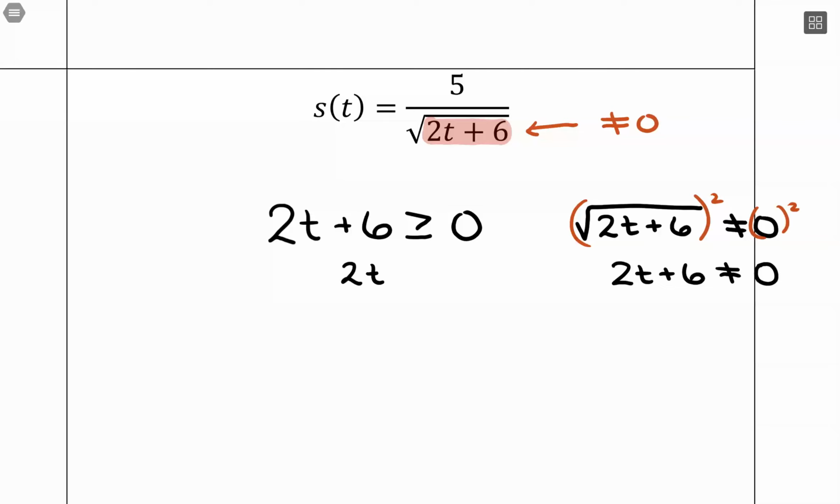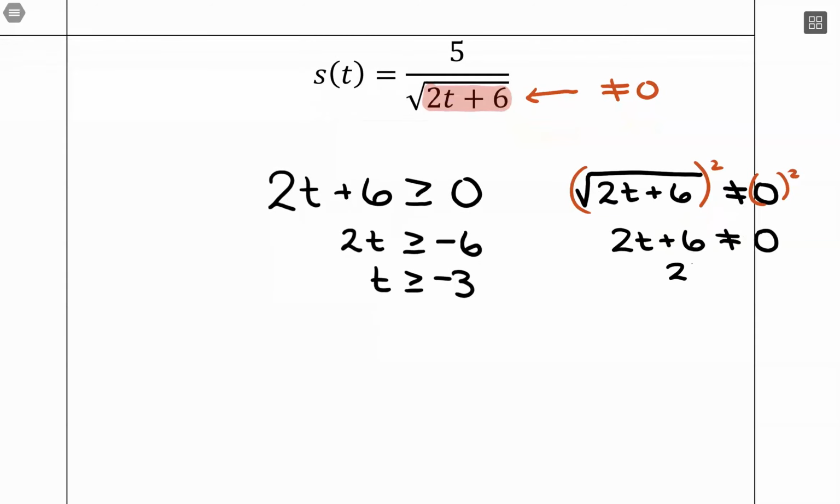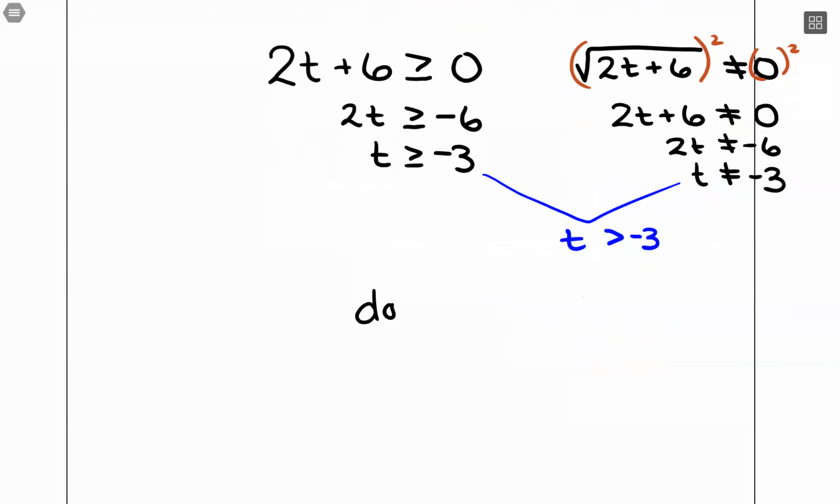So I'm going to subtract 6 from both sides, divide by 2. I'm saying t has to be more than or equal to negative 3. Over here, subtract 6 from both sides. That's the same solving. And we're saying t cannot equal negative 3. So that's where, if I combine these two together, I'm saying t has to be strictly more than negative 3. It should be more than, and it can't equal it. So the domain is starting at negative 3 but not including it, so I'm going to use parentheses there, and then going off to positive infinity.